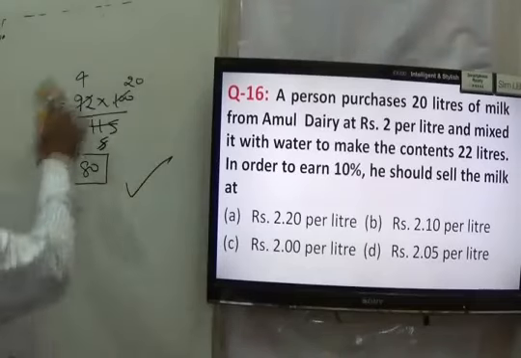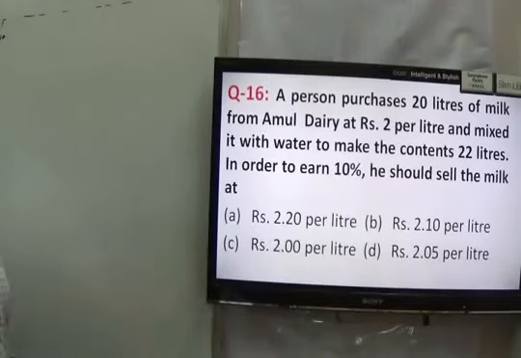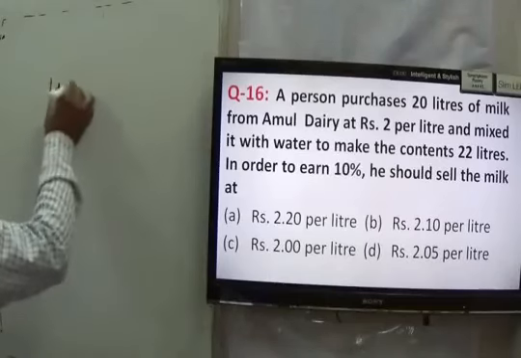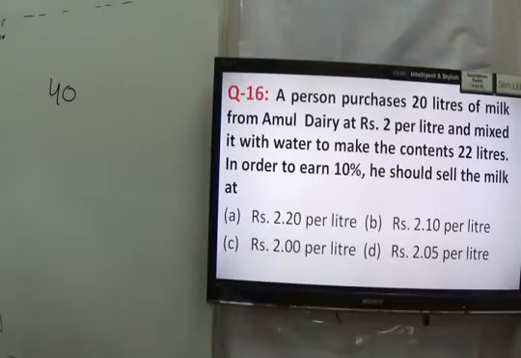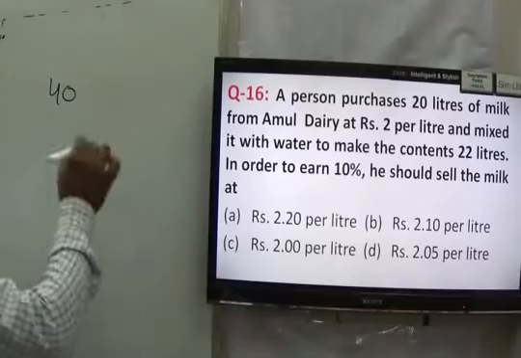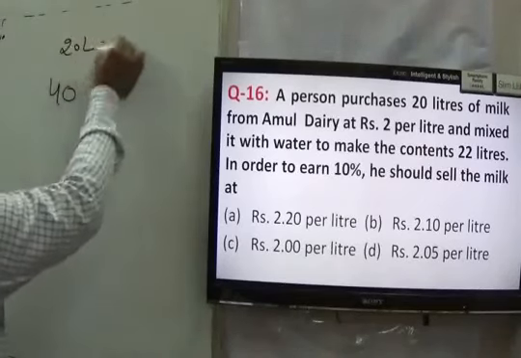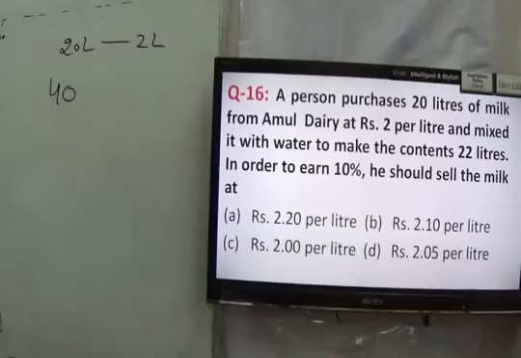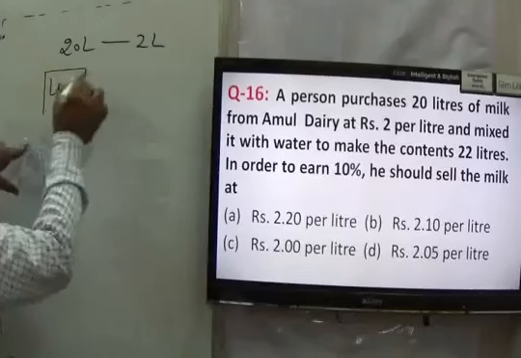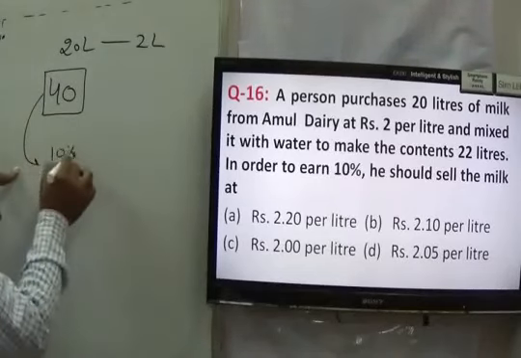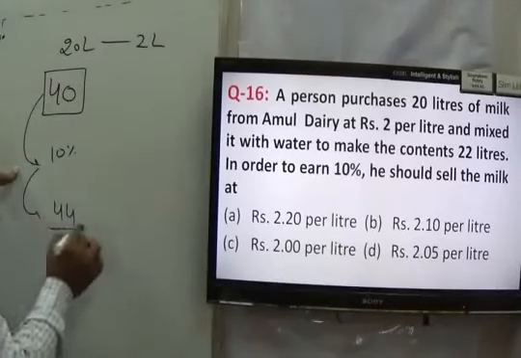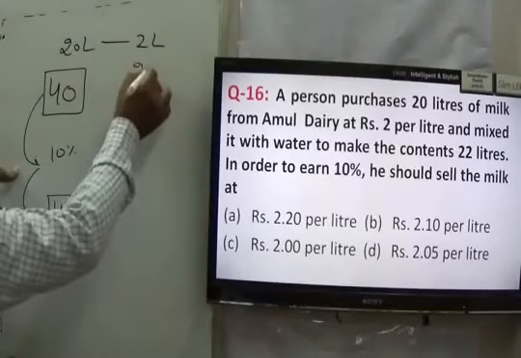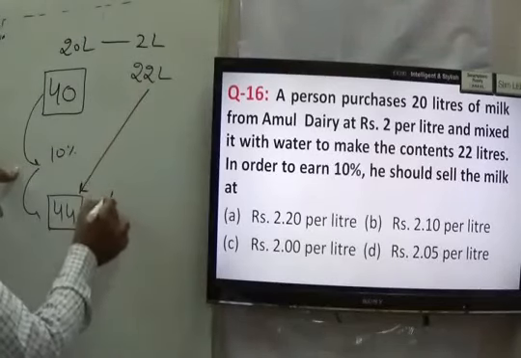Then next you have question number 16. It is given that a person purchases 20 liters of milk from Amul Dairy at rupees 2 per liter. It means the money spent is rupees 40 here, and he mixes it with water to make the content 22 liters. It means 20 liters, and 2 liters he added into it. In order to earn 10%, he should sell the milk at what price? The cost price of the person is 40. He wants a profit of 10%. It means the selling price of the man would be 44, and the total quantity that he has is 22 liters. It means the price would be rupees 2 per liter.